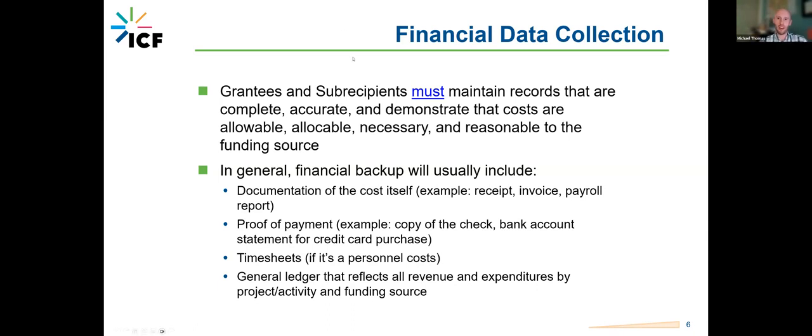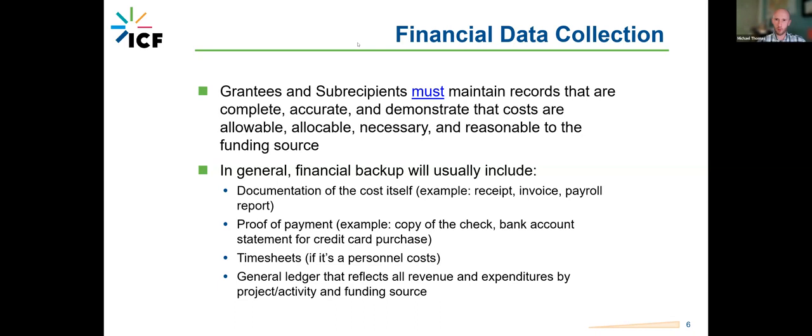In general, financial backup will usually include documentation of the cost itself. So that's where you're showing that you incurred a cost. It's things like the receipt, the invoice, the payroll report, some document showing that you incurred a cost. And then you need proof of payment, something showing that you paid that cost. So this is typically something like a copy of a check or a bank account statement, or sometimes a credit card purchase. Then, if you're talking about personnel costs, you also have to document with timesheets.